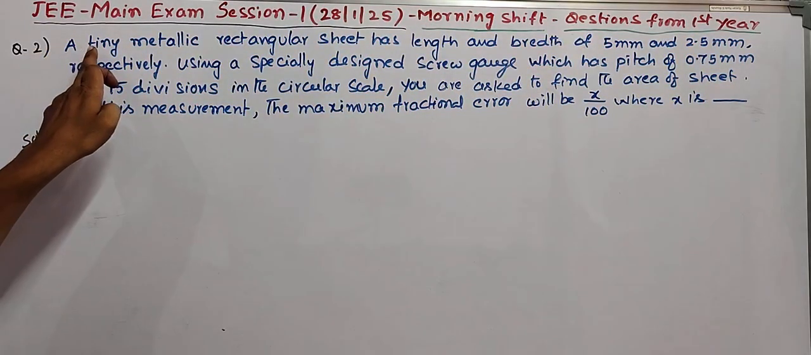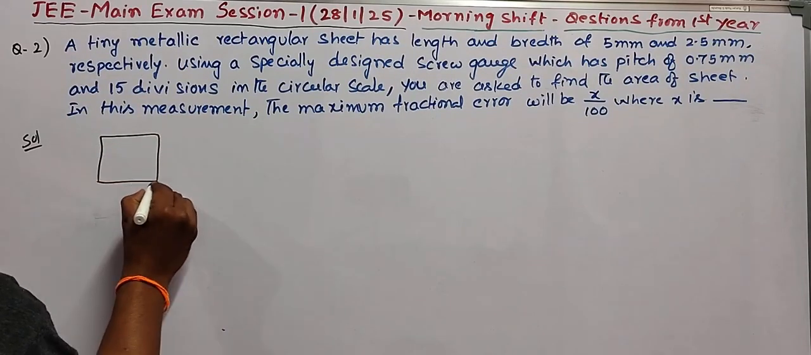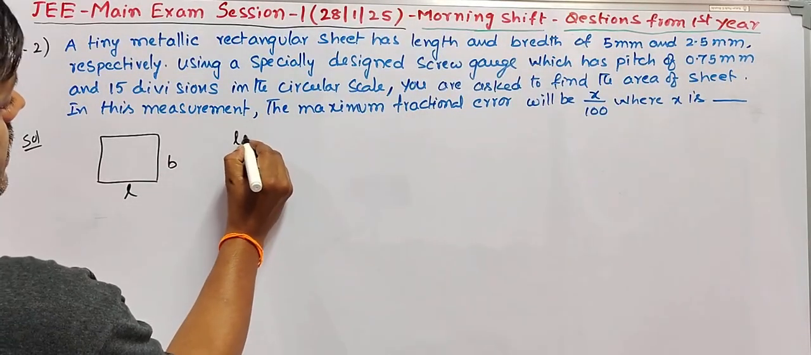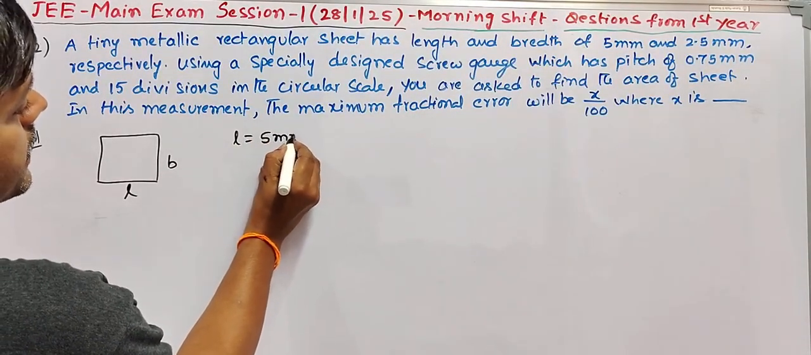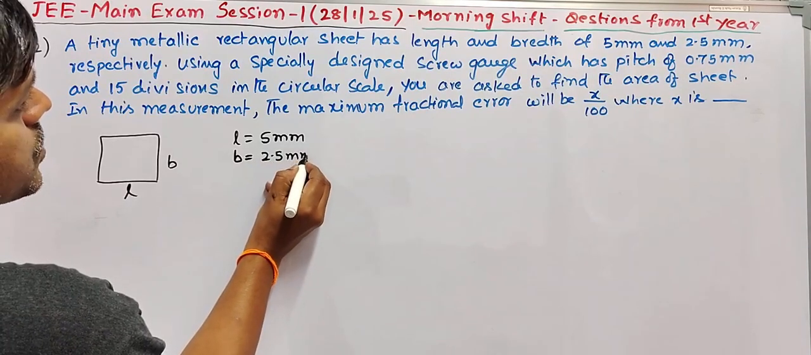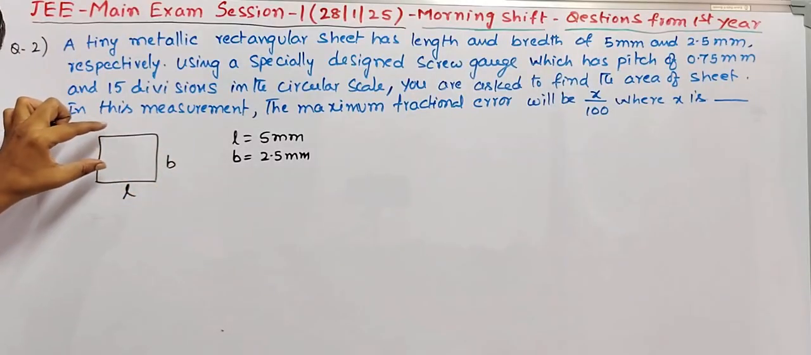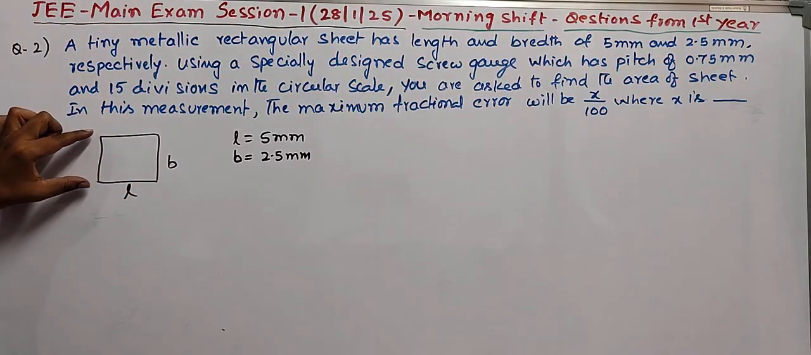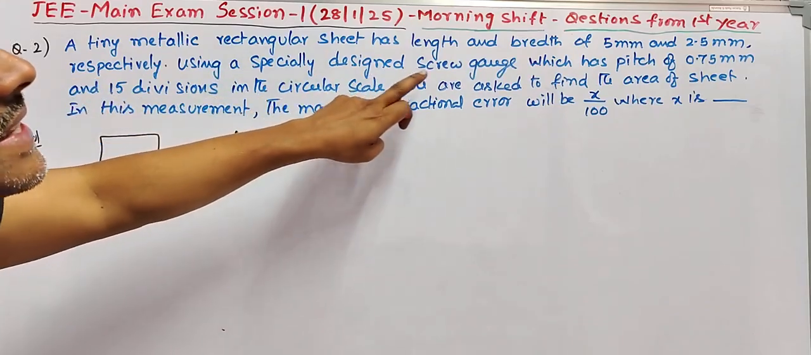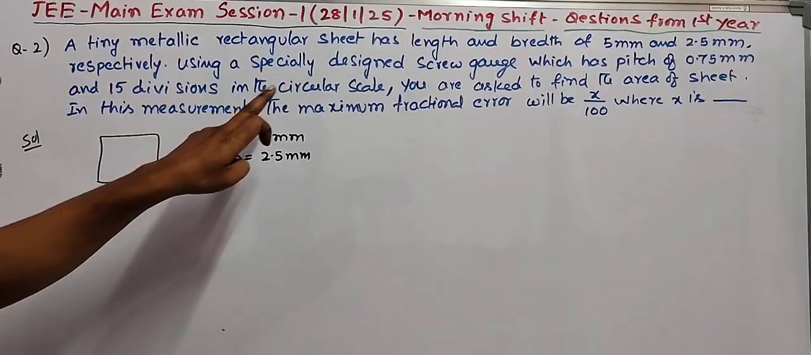So what is given once again? A tiny rectangular metal sheet. Length is equal to 5 mm. Breadth is equal to 2.5 mm. These two are given. You want to calculate its area using a screw gauge, but the screw gauge is specially designed, which has a pitch of 0.75 mm and 15 divisions in the circular scale.